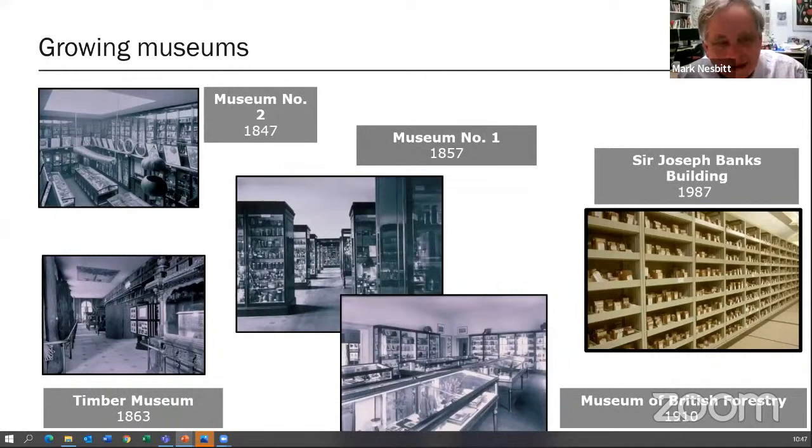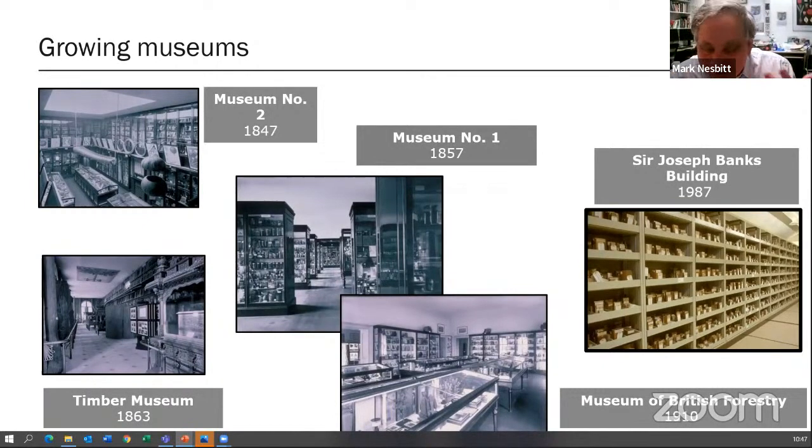A timber museum in the Orangery at Kew, now a cafe if you know Kew at all, went on to the Museum of British Forestry in 1910, the last museum to open and the last museum to shut. In the 1980s, all of these museums closed and the collections were moved into a purpose-built research store where they sit today in the City of Banks building. And you can see some of the modern storage there. So a real shift away from everything being on public display to nothing being on public display.